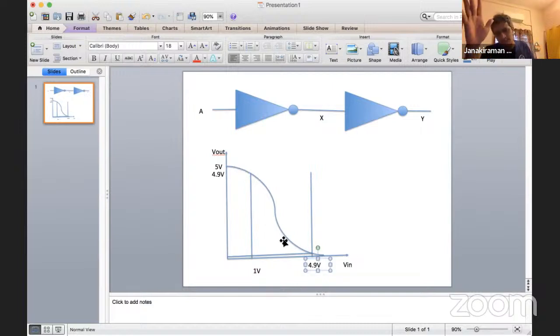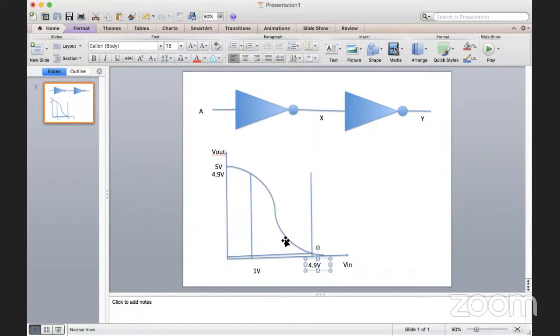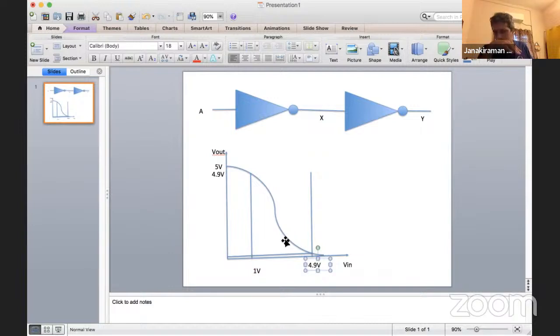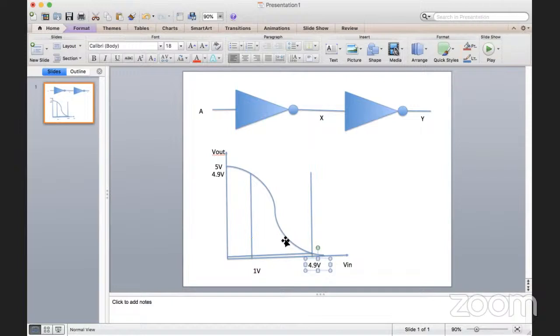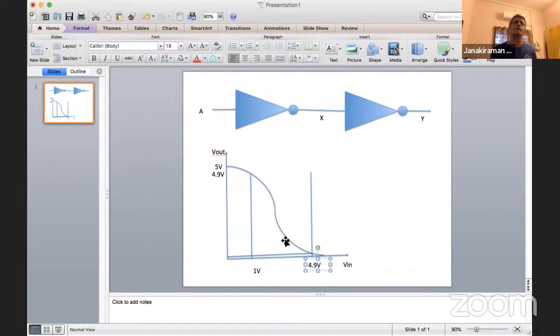You guys, now that you asked me this question, go back and try this experiment. You have 2 NAND gates, right? Put them in series and plot Y versus A, with A going from 0 to 5 volt. Tell me what curve you see.